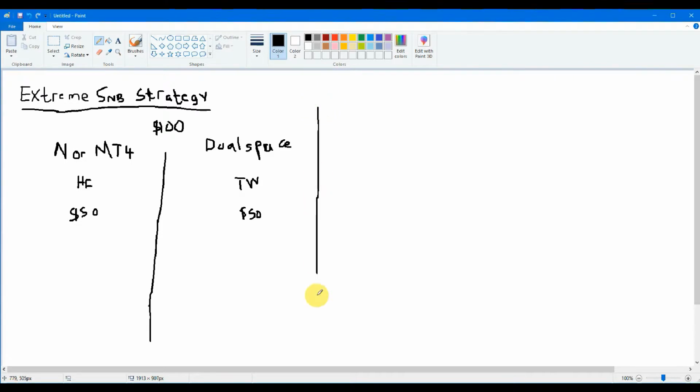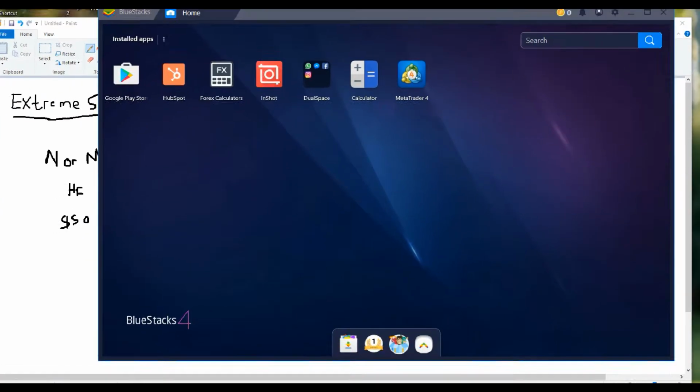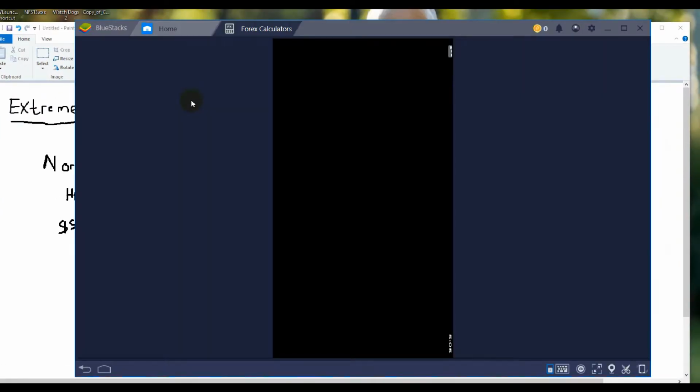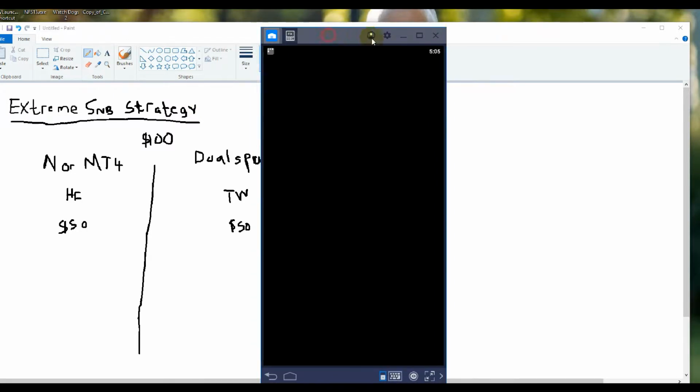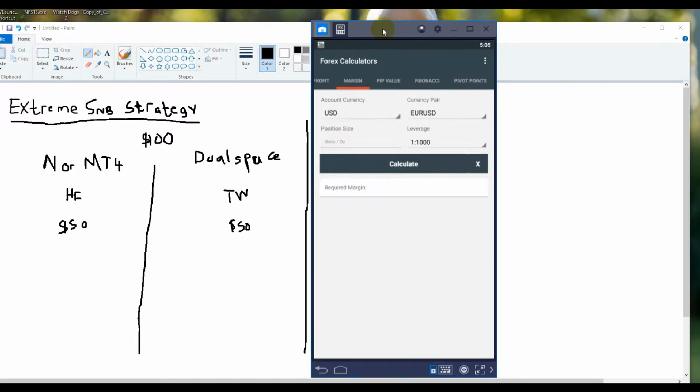Now for the extreme, we calculate the lot size differently. What we're going to be using to calculate the lot size is the FX calculator, the Forex calculator that you had downloaded. Now I'm just going to pull up the Forex calculator here and show you how to calculate the lot size for the extreme. Actually, you calculate the lot size the same way as you did for the easy SNB.